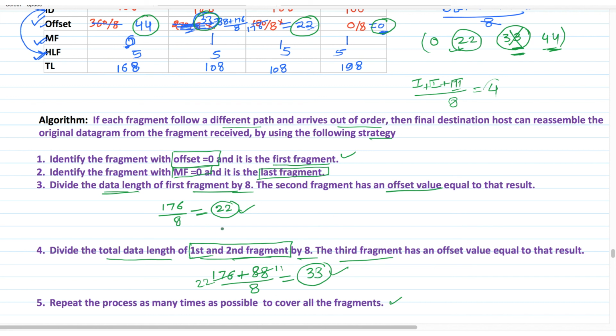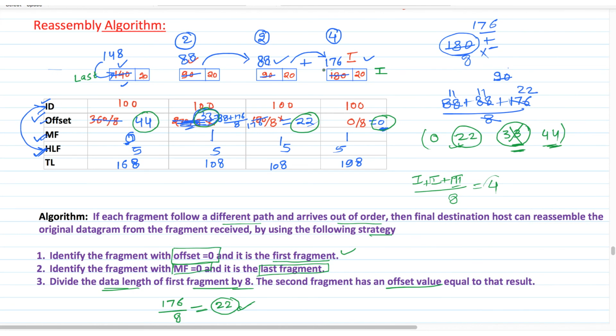For example, now we have the offset values for the second and third fragments. Can we calculate the offset value for the fourth fragment? Yes: 176 plus 88 plus 88 divided by 8 gives 44. 44 is the offset value for the next fragment. So this is how we can identify all the other fragments in case we have more than these 4 fragments. And the first and last fragments can easily be identified with this value 0.